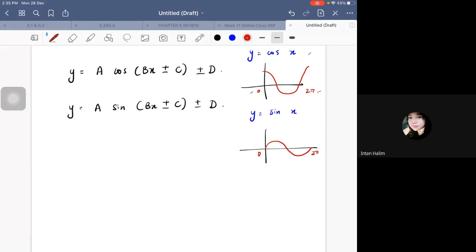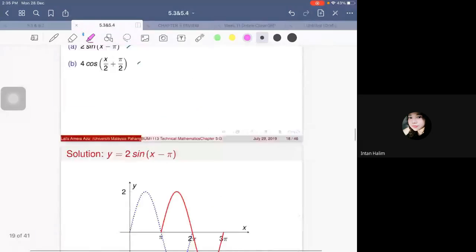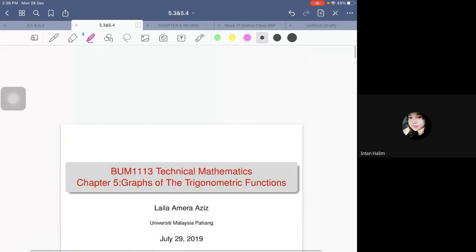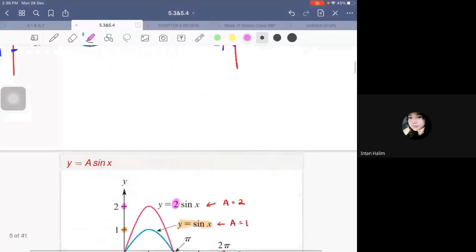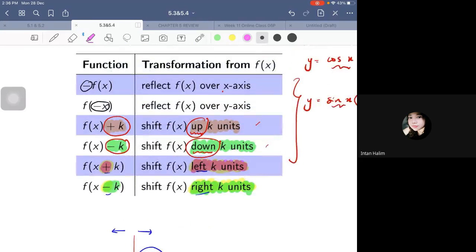So when you add features, meaning these values over here, when you add A, B, C and D, this graph goes through transformation. If you recall, we learned transformation in chapter 2 and I've shown you something like this. So where's my table? Okay, the table looks something like this.